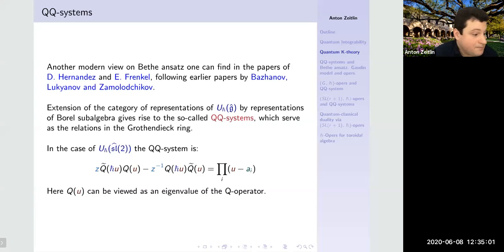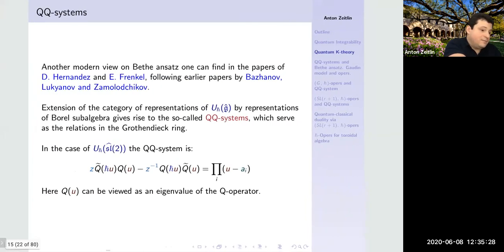Now, imposing some non-degeneracy conditions, here Q and Q tilde, think about it now as an equation for the eigenvalues. If their roots are distinct and they're distinct from a_i, then this functional equation is equivalent to Bethe ansatz. All right. And this is for SL2.